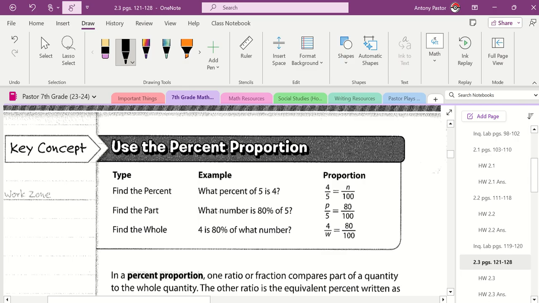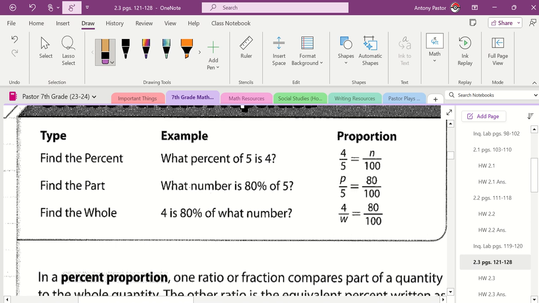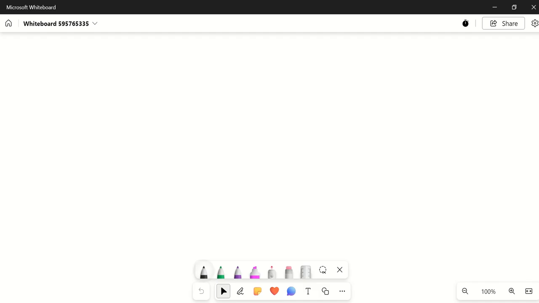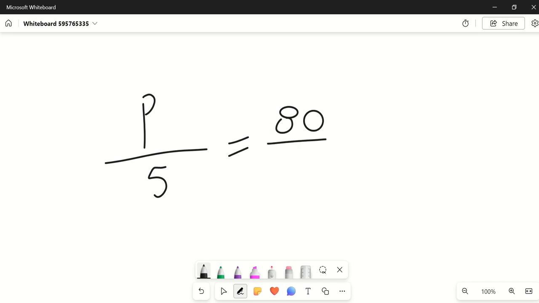Find the part. What number is 80% of 5? So we're using the exact same numbers again. I have my drawing on, so let me go ahead and do this. What number is 80% of 5? So we'd write it as P for part, because we don't know what that number is, over 5 equals 80%, or 80 over 100.